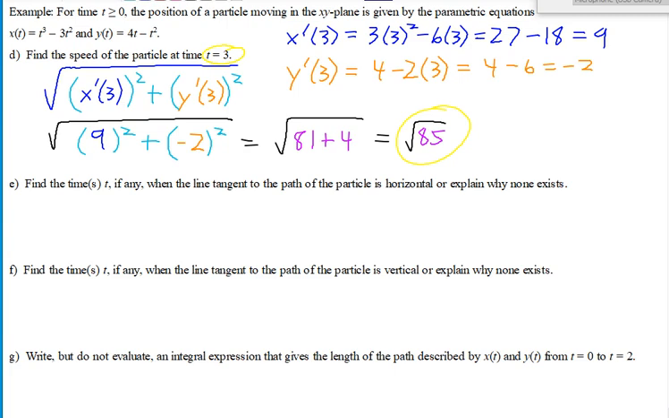All right, the next one says find the time or times t, if any, when the tangent line to the path of the particle is horizontal. So remember, with horizontal tangent lines, that's when the derivative dy/dx is equal to 0. Or explain why that doesn't exist. Okay. So remember, a horizontal tangent line looks like this. So we know the slope is 0.